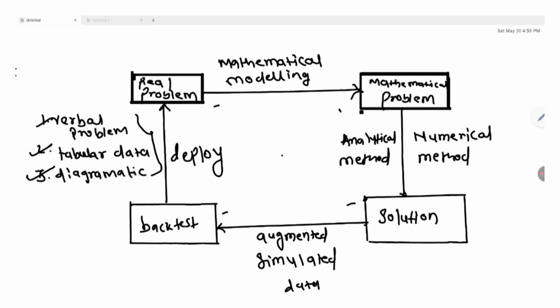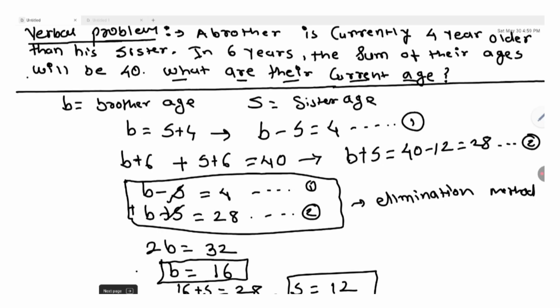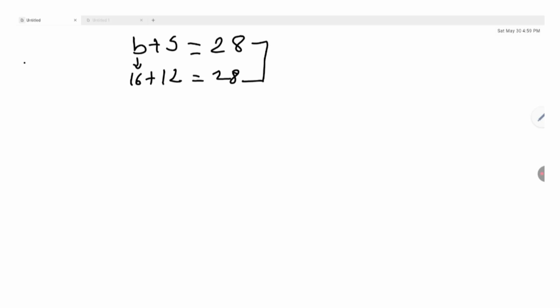Okay. Now, what's the next step? We'll try to backtest this solution, whether it is correct or wrong. How will we do that? So if we use the first equation where B plus S equals 28, as we know B's value is 16 and S's value is 12, which equals 28. So these two values are matching. So our backtesting passes.